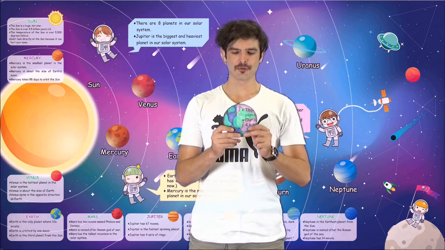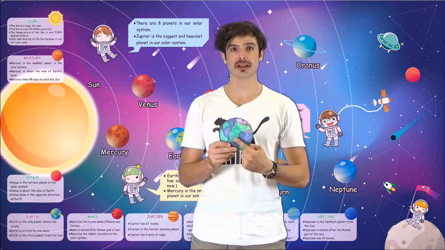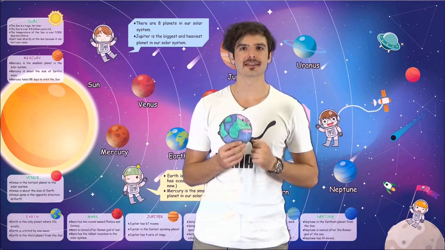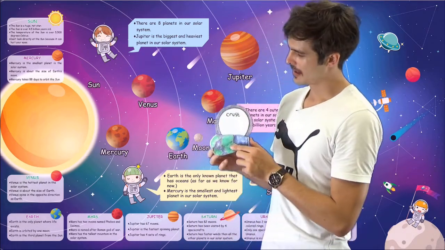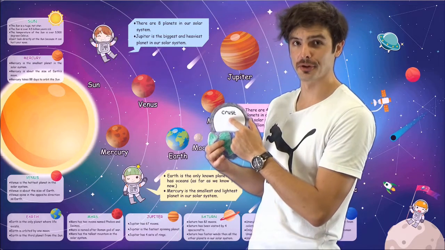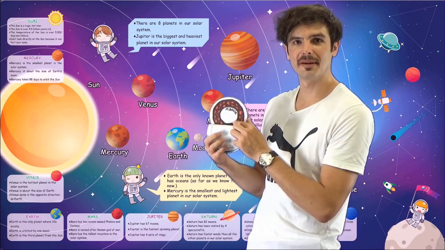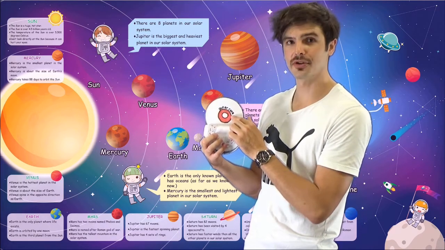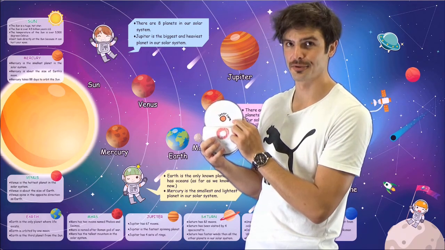Okay, so for today's activity, I want you to make a little booklet about the layers of the earth. So, let's look at my booklet. First, we have the crust. Next, we have the mantle. The next layer is the outer core, and the last layer is the inner core.